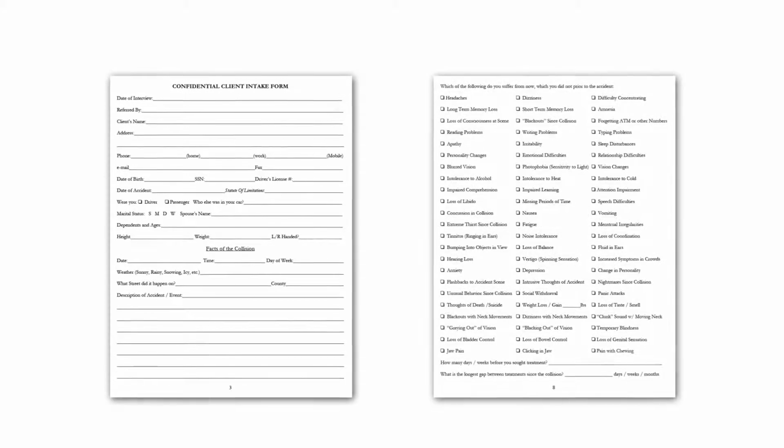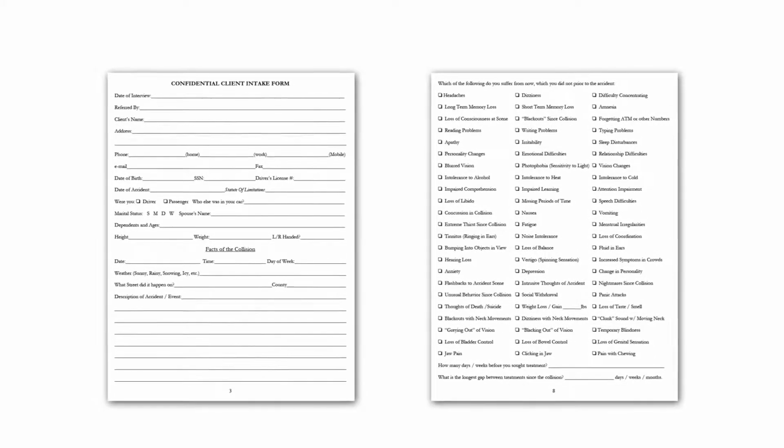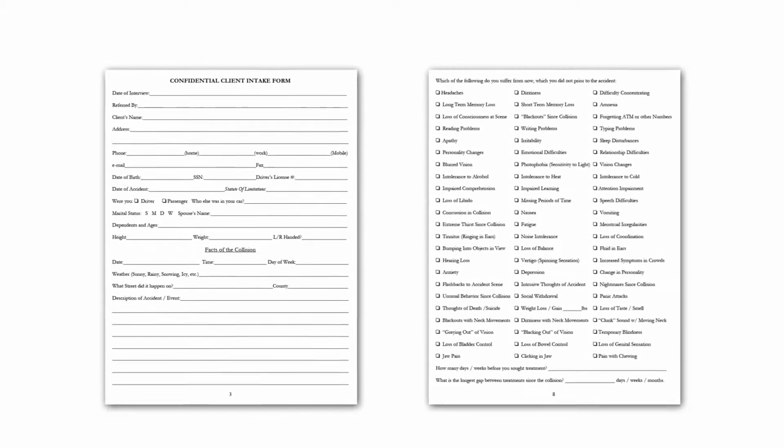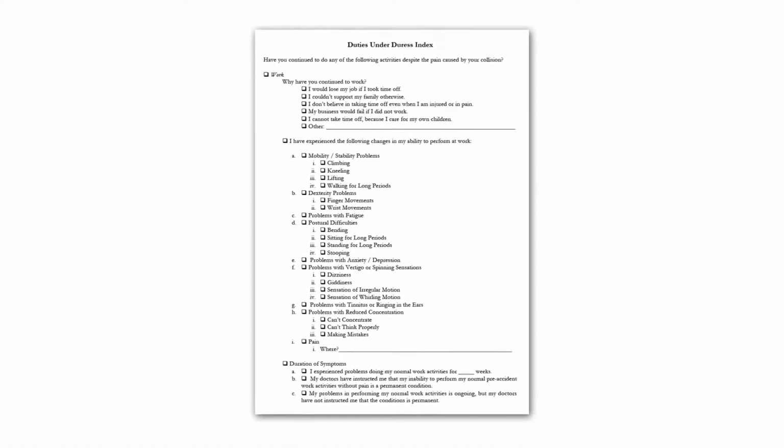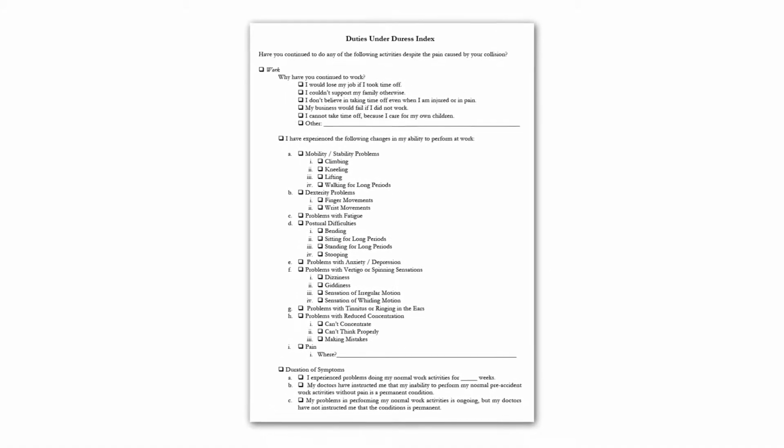They involve checklists of conditions, including mild traumatic brain injury, inner ear injuries, and other things that you might not normally pick up. But most importantly, there are a couple forms that are specific to Colossus that are very important. One is the Duties Under Duress form. Duties Under Duress is one of the top 5 value drivers in the Colossus system.